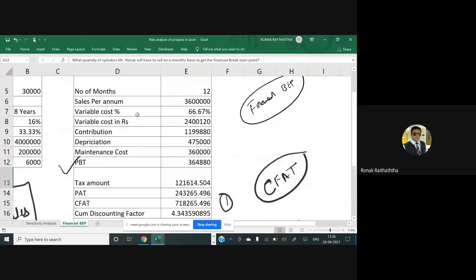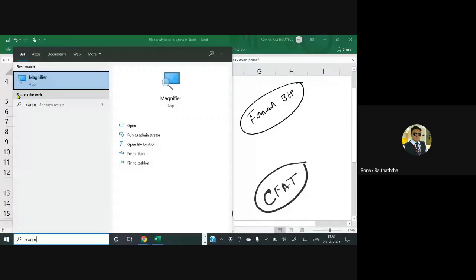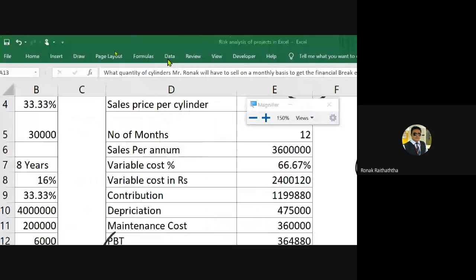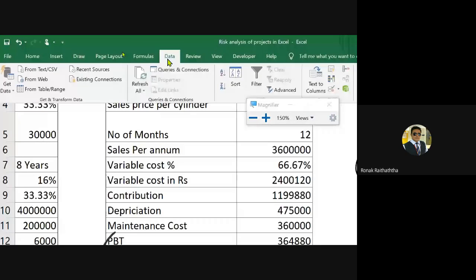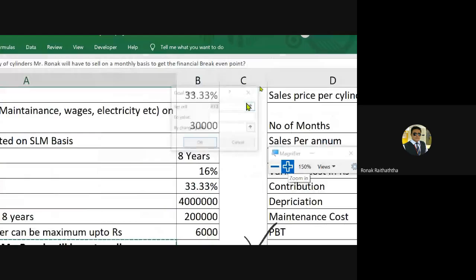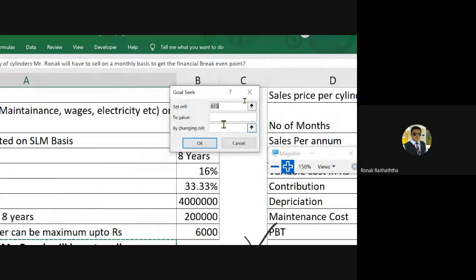Let me use the magnifier again. Okay. Then I go to the data tab here. Then in the data tab, there is something called What-If Analysis. In What-If Analysis, there is something called the Goal Seek function, which contains 3 arguments, very simple to understand. One is the set cell. Now, this is the cell where you require the predefined value of something. The predefined value in our case is the NPV of 0.